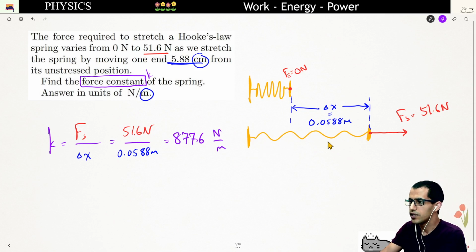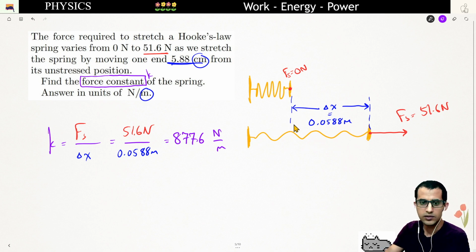Now with the spring stretched like this, there's of course going to be energy stored here, and we're going to address work, energy, and the energy stored in the spring in the next video.